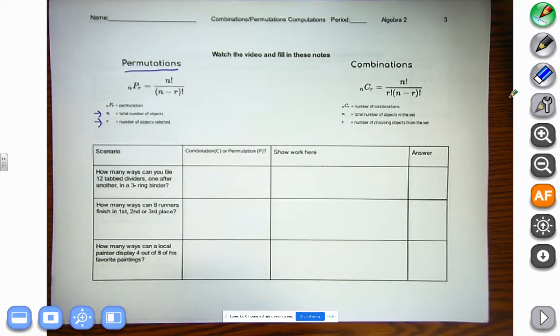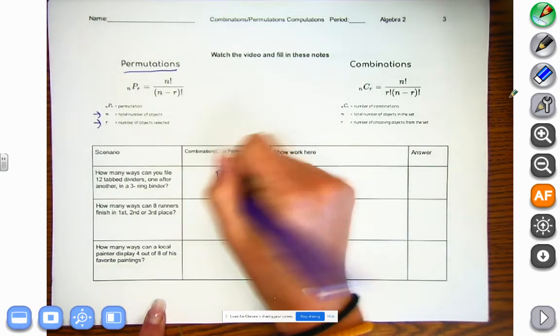How many ways can you file 12 tab dividers, one after another, in a 3-ring binder? Because we're positioning 12 tab dividers, thinking about tabs that go into a binder, the positioning matters when you're putting them into the binder, because those tabs are in different spots and you have to position them correctly so that you can see every tab in that binder. So this is a permutation.